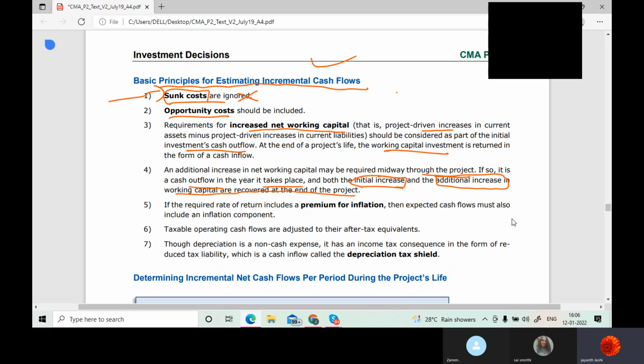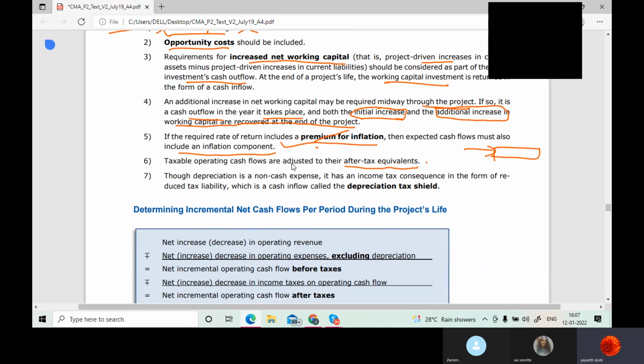So at the end, when you finish the project, you see both the amounts at a time. If the required rate of return includes a premium for inflation, then expected cash flows must also include an inflation component. That means if an inflation adjustment is given in the question, you should do it. Taxable operating cash flows are adjusted to their after-tax equivalents, because tax should always be deducted from your operating cash flows, and the depreciation tax shield should also be taken.